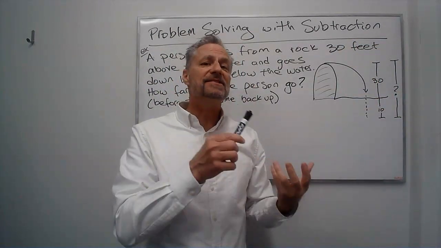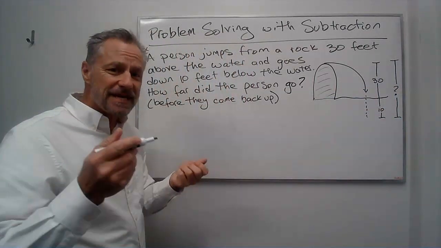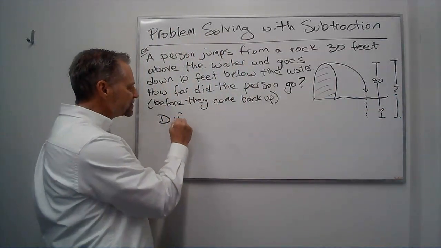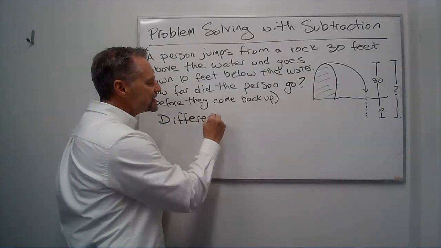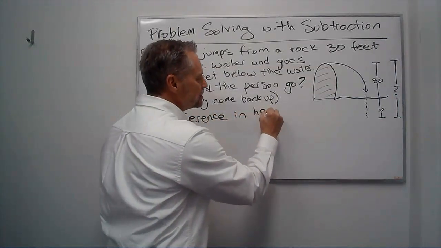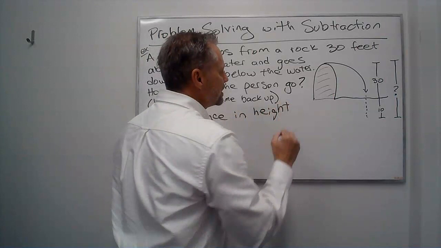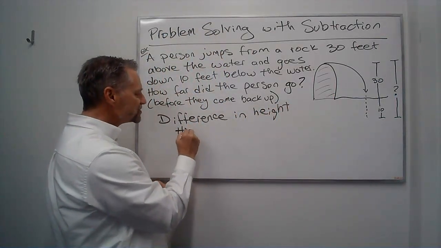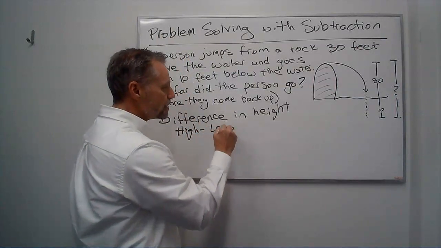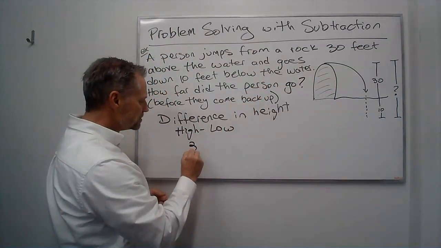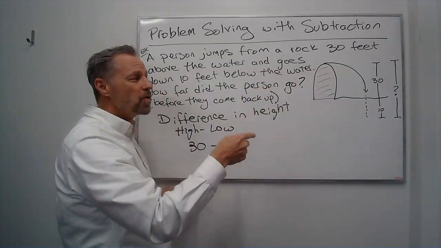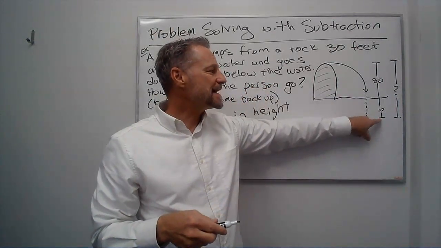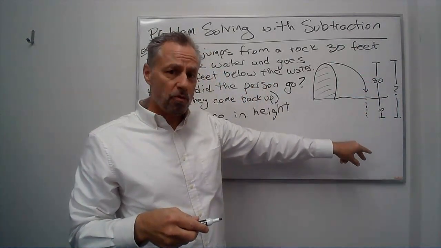But what this is, it's a subtraction problem. And so the idea is the difference, we'll say the difference in height. Now remember, difference is another word for subtraction. What we're going to do is the high minus the low. Well, the high, they started 30 feet, minus the low. Well, the low's not 10 feet, it's 10 feet below the water.